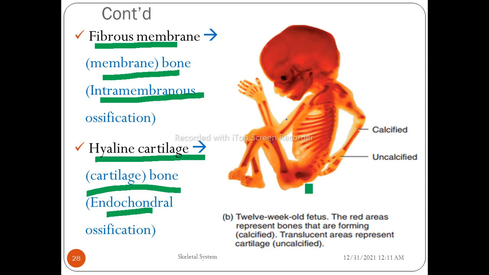As you know, just like this, in a 12 week old fetus, the red areas represent bones that are forming or calcified. These red areas are calcified, whereas these translucent areas represent cartilage, which is uncalcified. When the cartilage becomes calcified, it will be changed into bone.